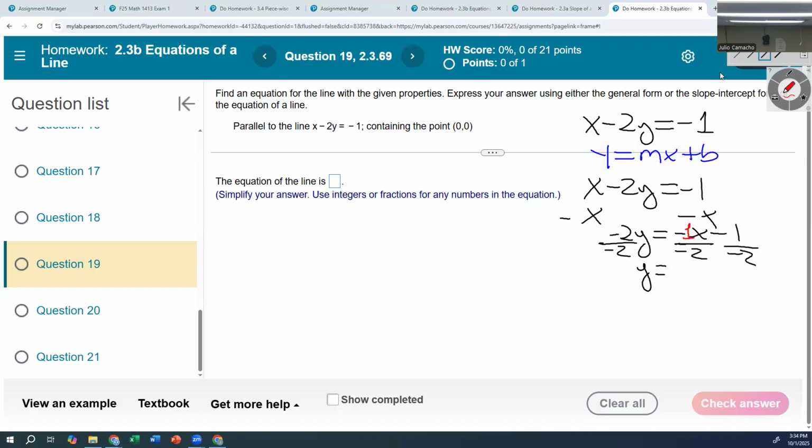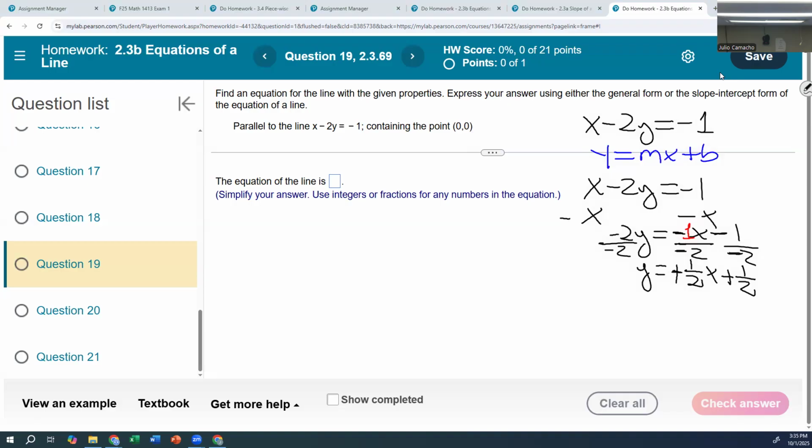So that will be negative 1/2 x. No, it's not negative, it's positive, because a negative divided by a negative is a positive 1/2 x plus 1/2, because you have a negative 1 and a negative 2, which gives 1/2. That is the equation of the parallel line.